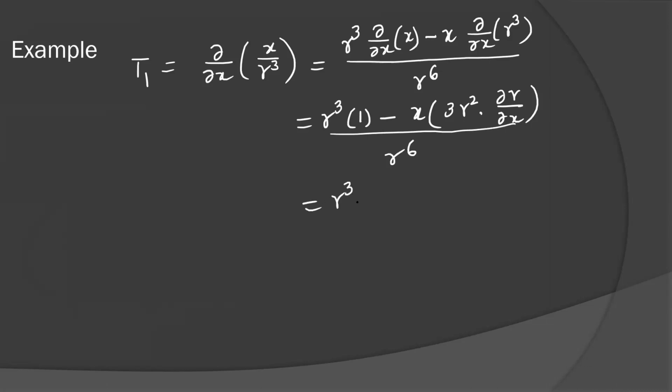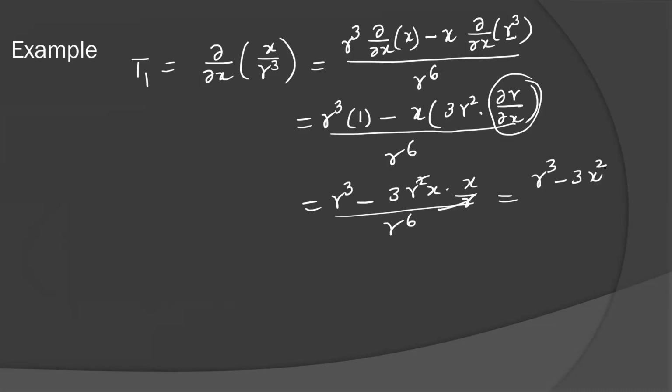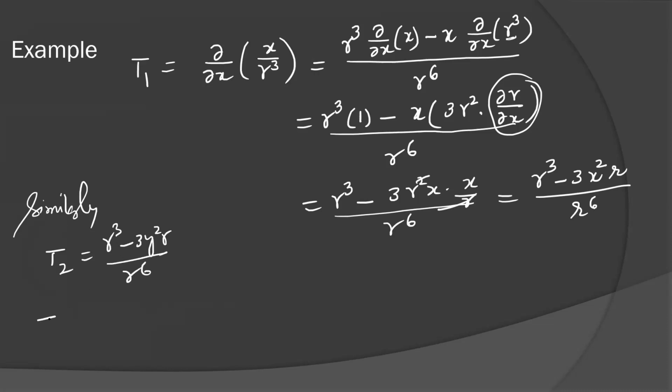Now more simplify, R cube minus 3R square x into, and del R by del x is nothing else, x by R. So what we have done here, derivative of R cube will be 3R square. Now we have to differentiate R with respect to x. So one R is cancelled out. So it is R cube minus 3x square R over R to the power 6. Similarly, term 2 will be R cube minus 3y square R over R to the power 6, and term 3 will be R cube minus 3z square R over R to the power 6.